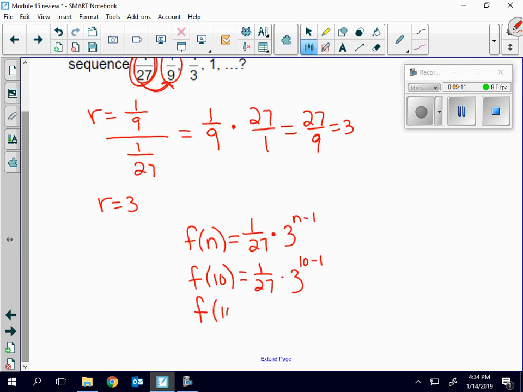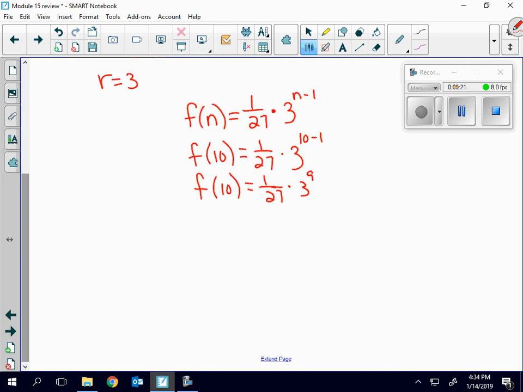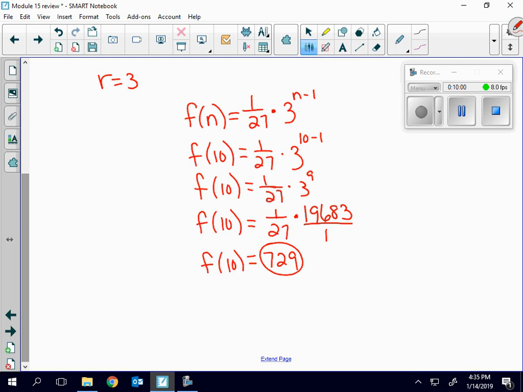So you can skip steps right here if you need to. Always good to write everything out, though. Okay, so 3 to the 9th power. That's a big number. This part is 19683. I'm still multiplying that times the 1/27, so I'm going to put that over 1 just to keep it easy. So really you're dividing 19,683 by 27. Okay, so f of 10 equals 729.